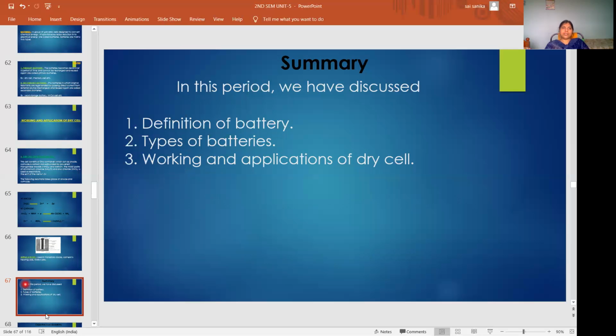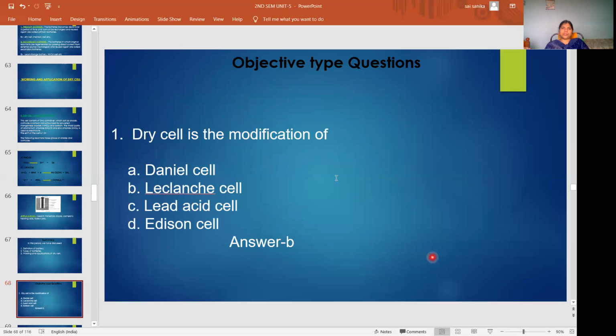Okay. Then come to objective type questions. What type of objective type questions may we expect from this topic? Dry cell is the modification of: A, Daniell cell; B, Leclanche cell; C, Lead cell; D, Edison cell. What is the answer? B, Leclanche cell. So dry cell is also called the Leclanche cell. It is a modification of the Leclanche cell.